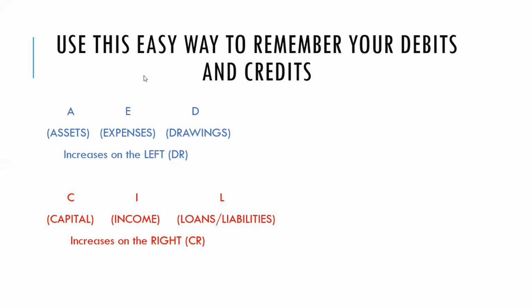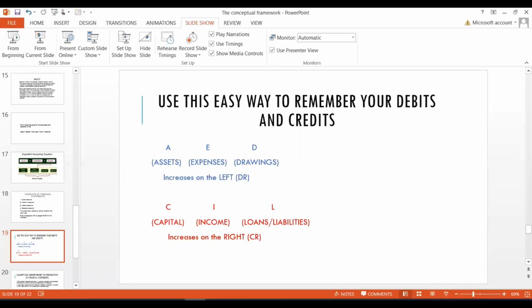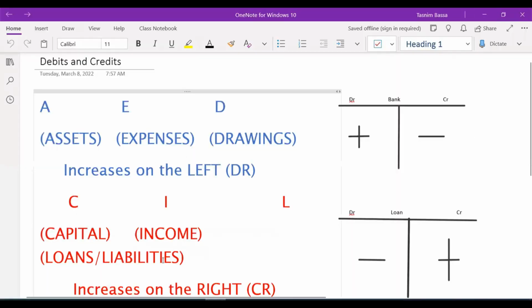Right, so I'm just going to show you. There. This is the same thing. I've just put it into another app, into OneNote. AED, right? Assets, expenses, drawings, increasing on the left. So I want you to look at this T account. We call it a T account, right? It means that here I've used bank, right? See, you'll see that the left-hand side of this T account is my debit side and the right-hand side is my credit side. Because remember I told you in Latin, debit is left and credit is right.